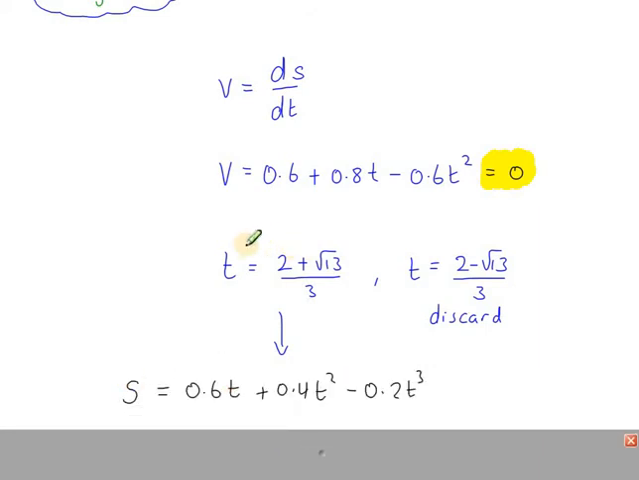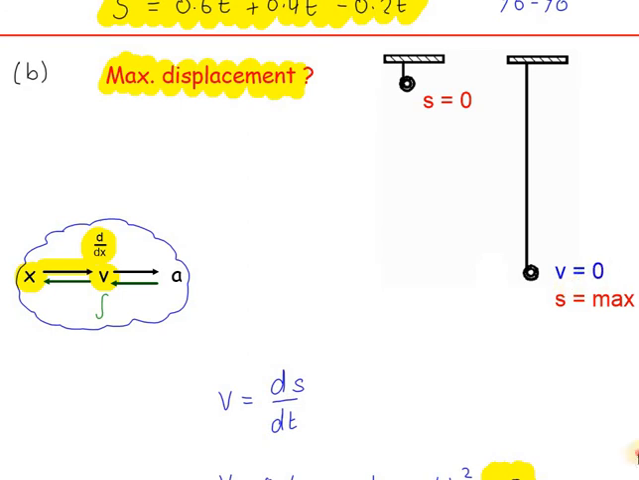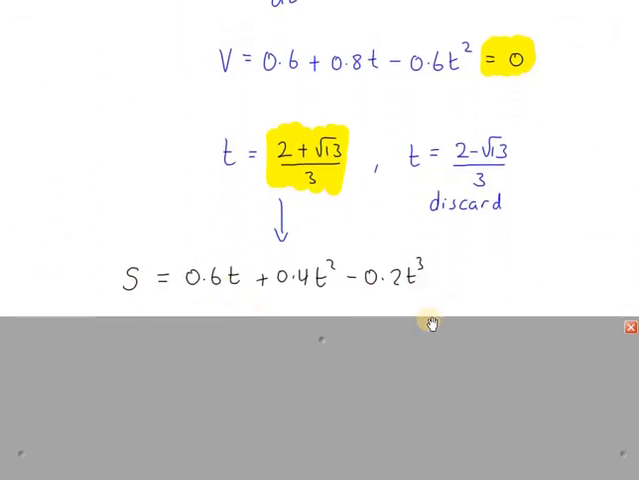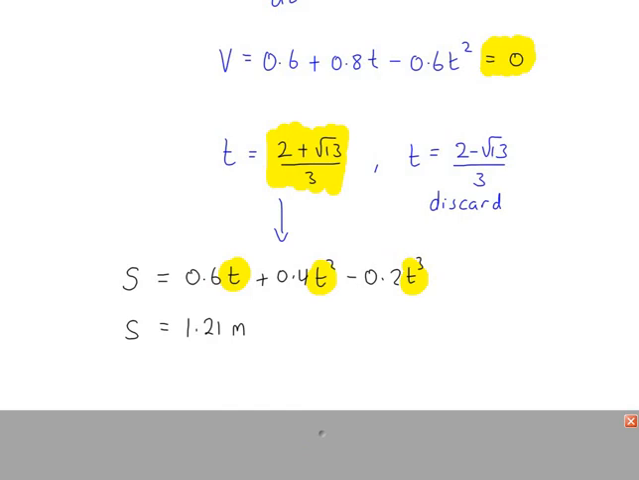So we know that at this particular value of t we will have maximum displacement, and the question did say what's the maximum displacement. All we've worked out is the time at which it occurs so far. So we have the formula for the displacement. We substitute in this value of t, and we get 1.21 meters to 3 significant figures.